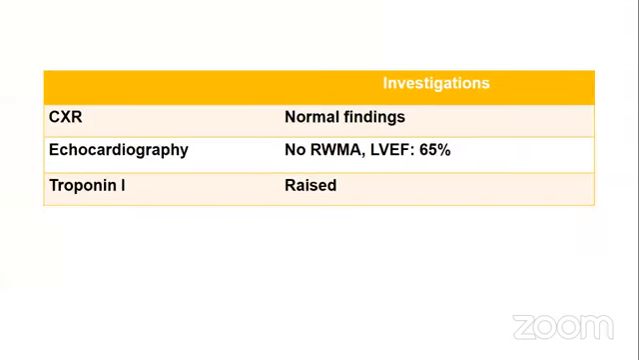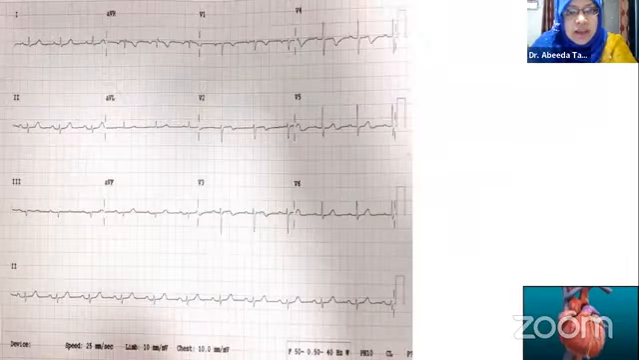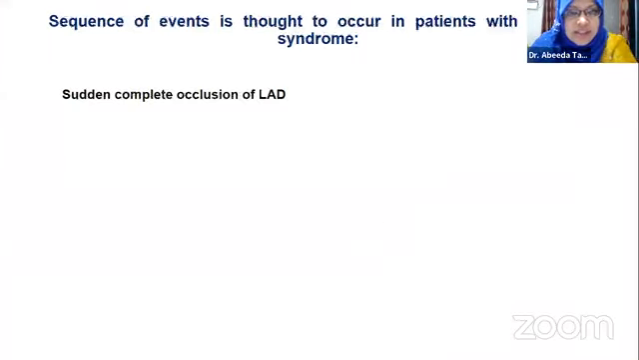Sir, immediately when the patient presented to us, we did a bedside echo, but at that time his ejection fraction was good and there was no regional wall motion abnormality noted. But interestingly, the troponin I was raised. It was about 180 in our hospital, which is about 3 times more. So which one is the culprit vessel that we have already discussed? So the LAD, the proximal LAD.